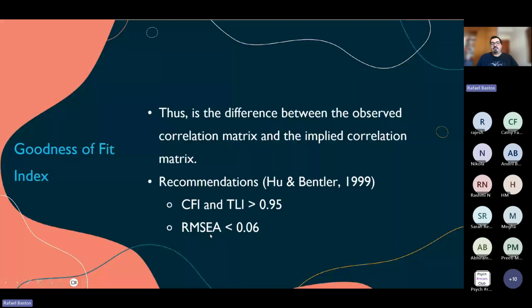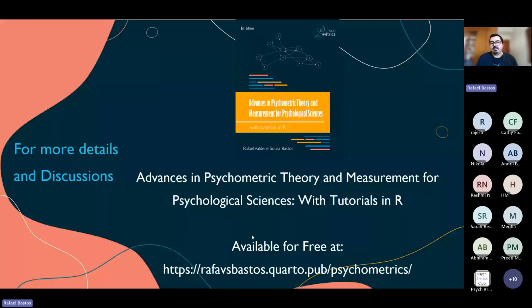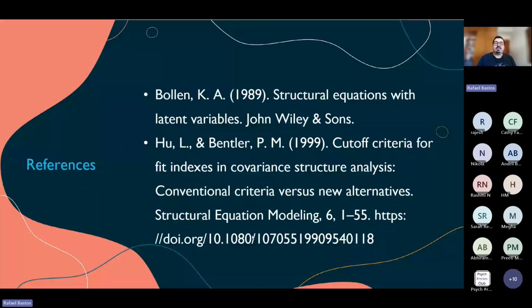So you can have more details about the theory behind it in my book, and I'll ask Pooja to share this with you all. And these are the references I used to build this slide. So without further ado, let's work using R.